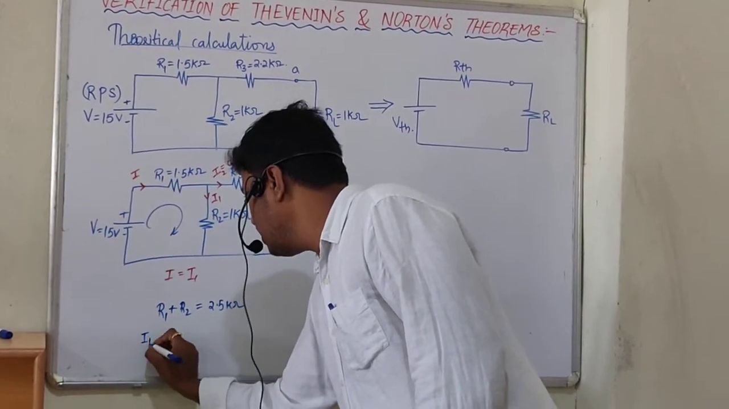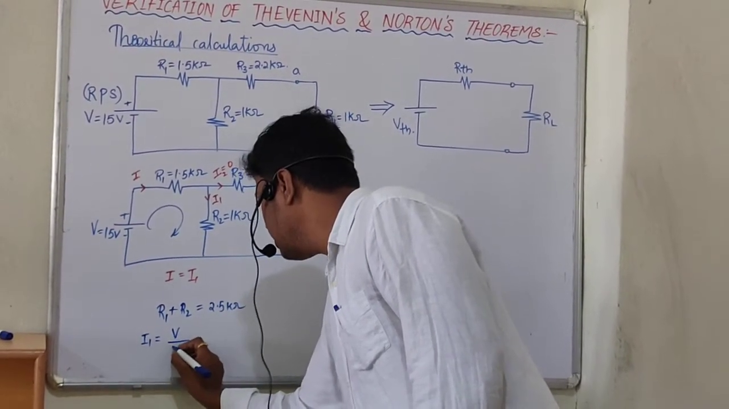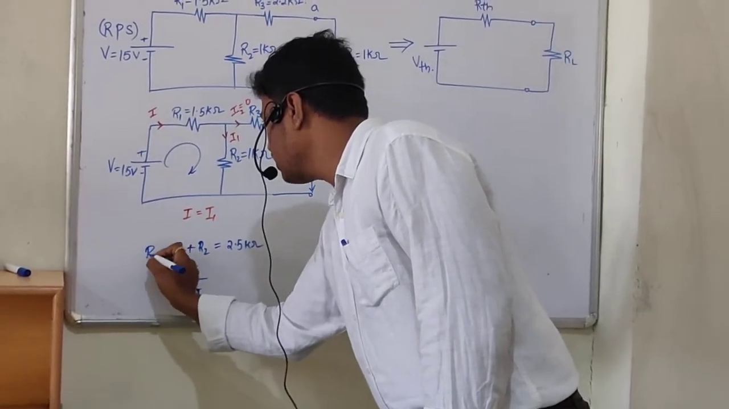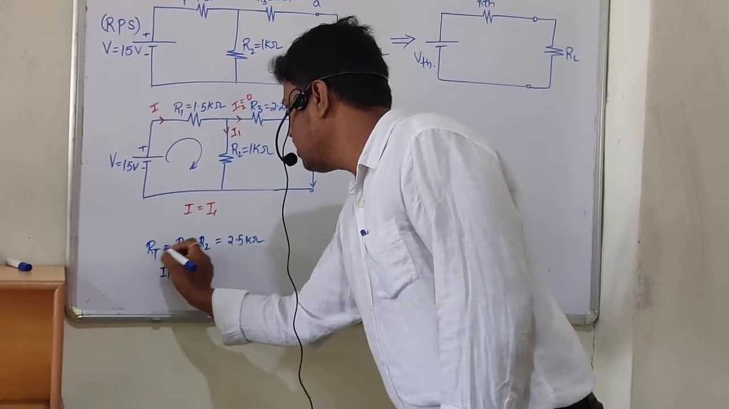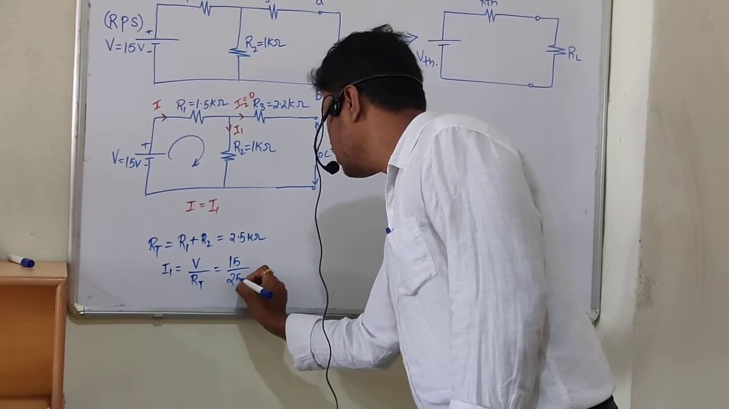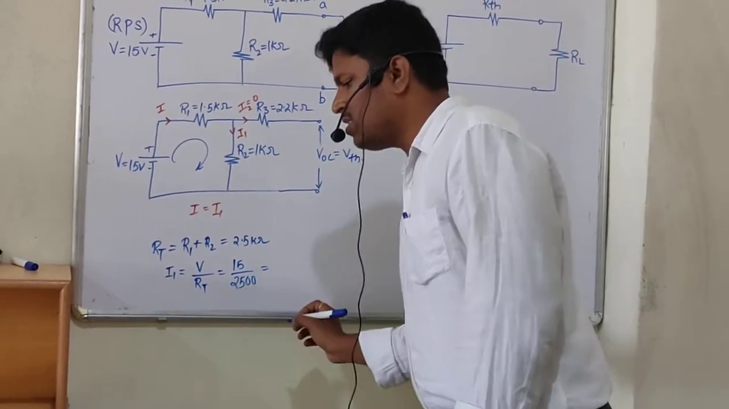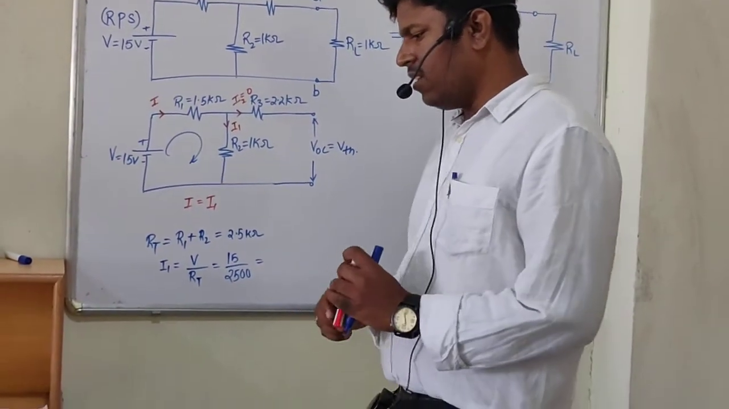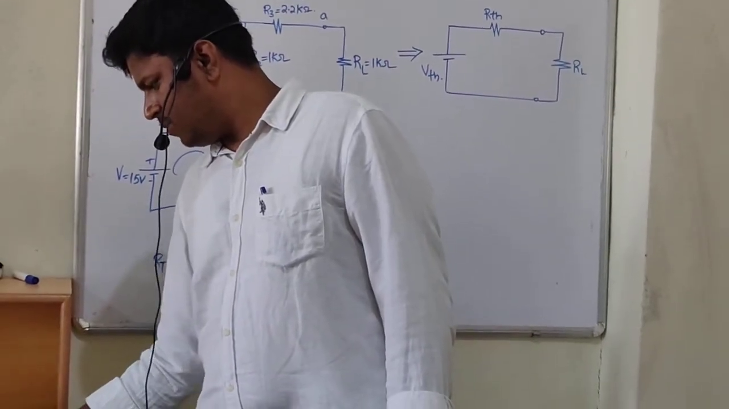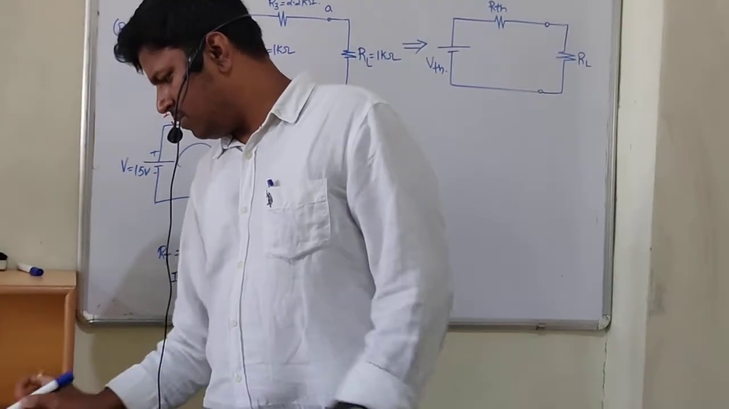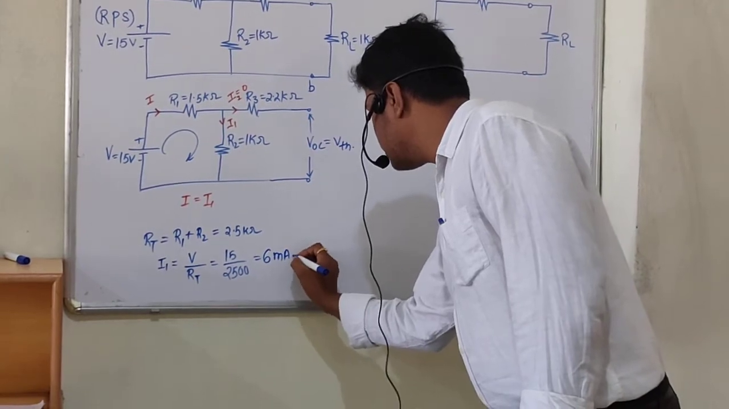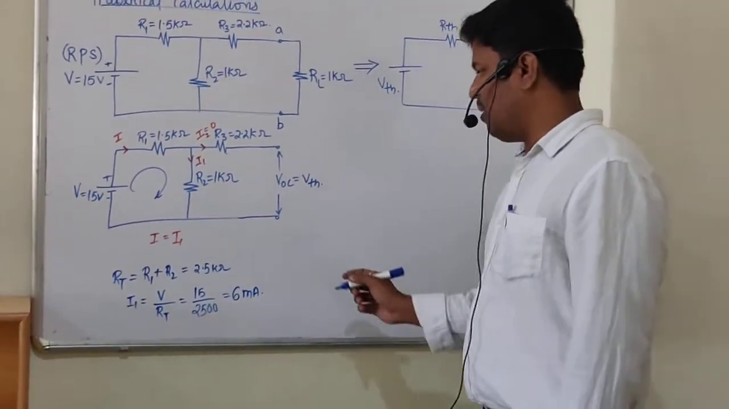I1 is equal to V by this total resistance, right, which is equal to 15 by 2500, which is equal to 6 milliamperes.